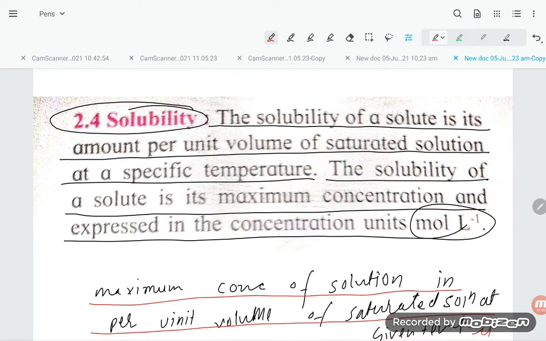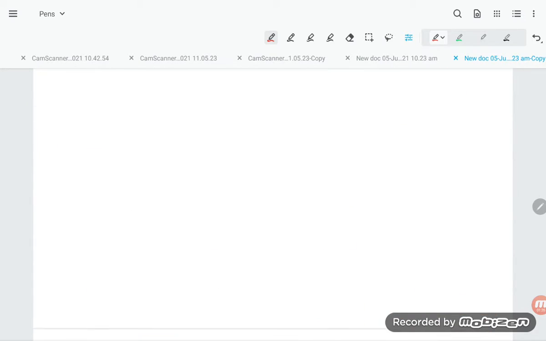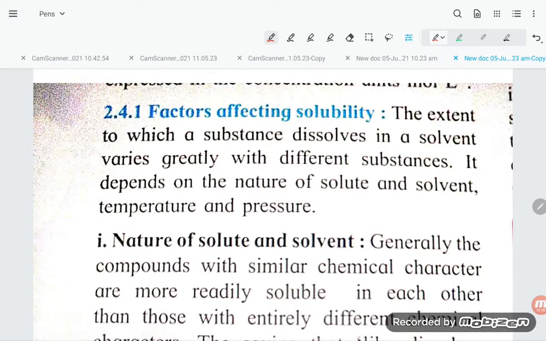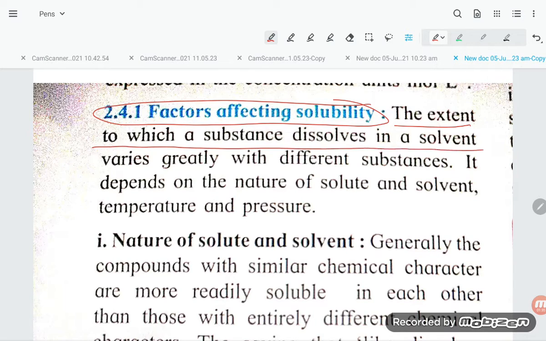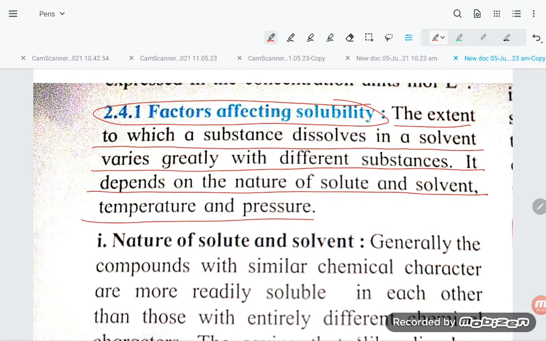Okay, here you see, the solubility of a solute is its amount per unit volume of a saturated solution at a specific temperature. The solubility of a solute is its maximum concentration and is expressed in concentration units. Okay students, now have a look at the factors affecting solubility. The extent to which a substance dissolves in a solvent varies greatly with different substances. It depends on the nature of the solute, solvent, temperature and pressure.